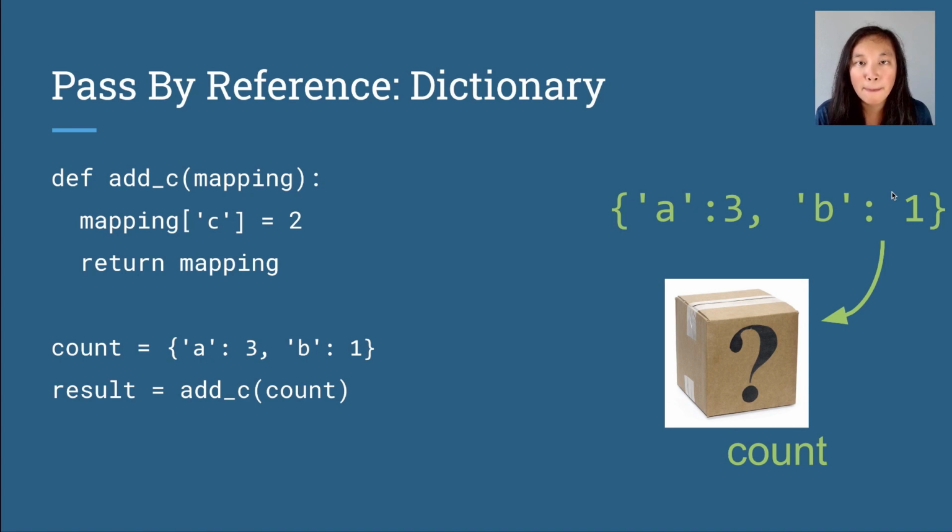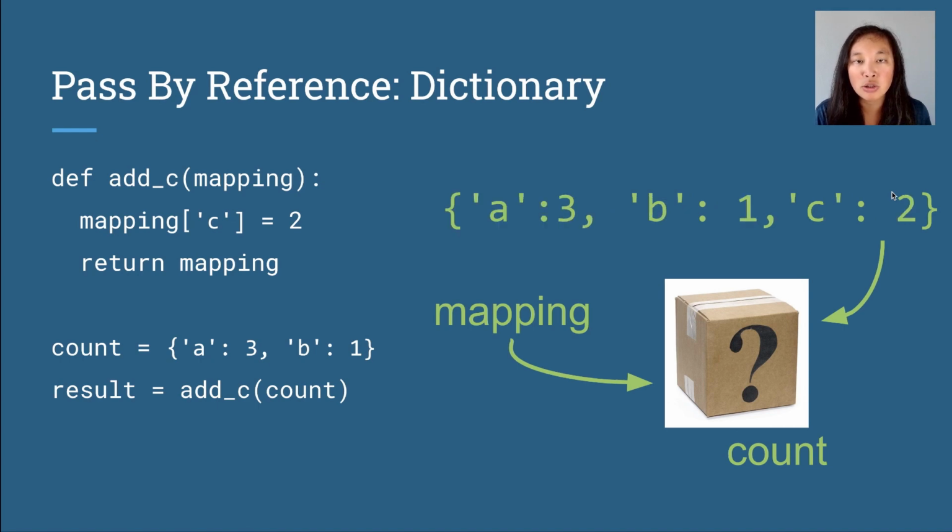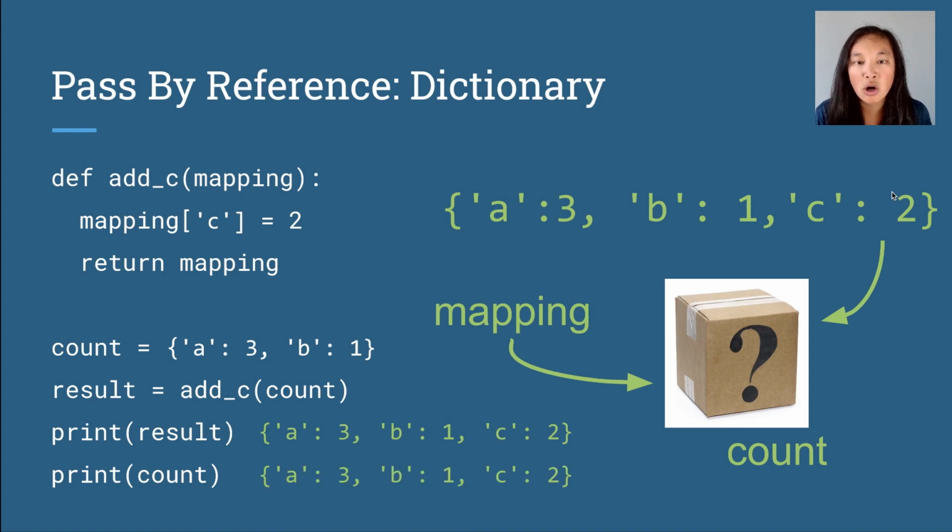When we do that, mapping is going to point to the same object. It's going to point to the same thing. Mapping and count both have the value A mapping to 3, B mapping to 1, and they point to the same item. This means that when we do addC, we're going to add C to that dictionary. And then when we print result, we're going to print that entire dictionary. When we print count, it's also going to print out that entire dictionary, because dictionaries are passed by reference, they are going to point to the same one.